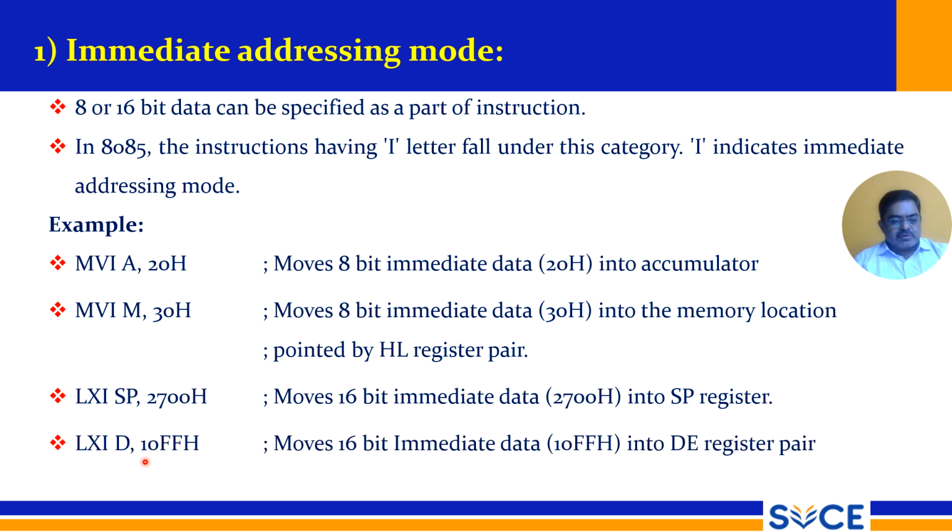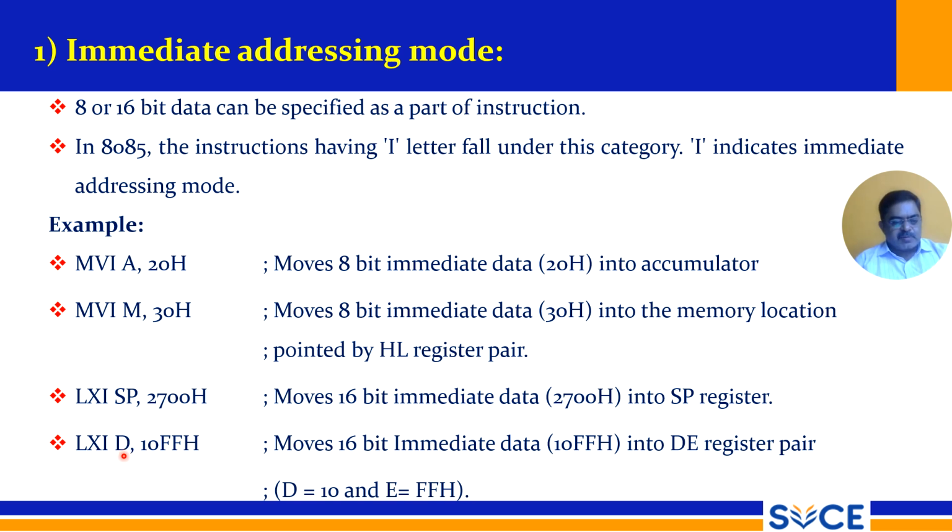So LXI D. X means that wherever you have this letter X, you are going to deal with 16-bit data. It moves 16-bit immediate data 10FF, which is a hexadecimal number, 0 to 9 and A to F, into the DE register pair. D is stored with 10 and E is stored with FF. So this hexadecimal number is stored directly in register pair DE.